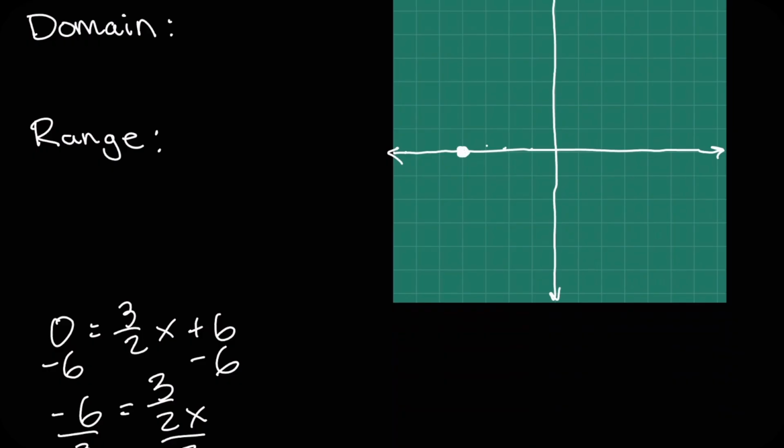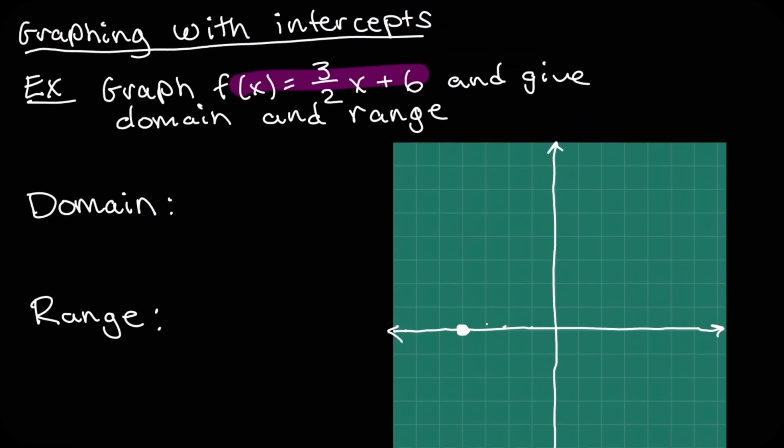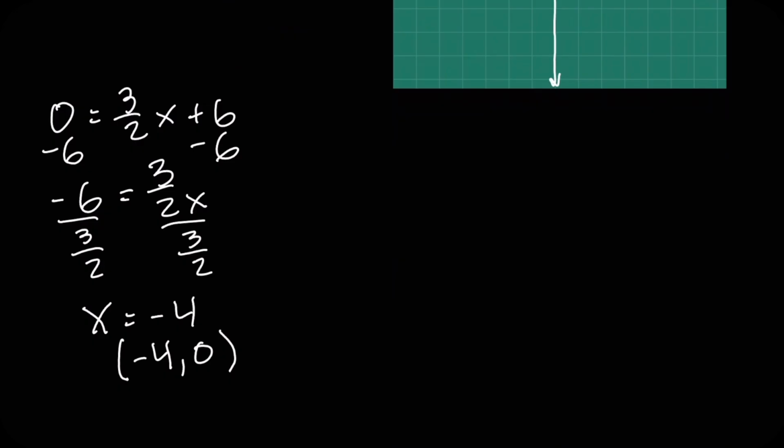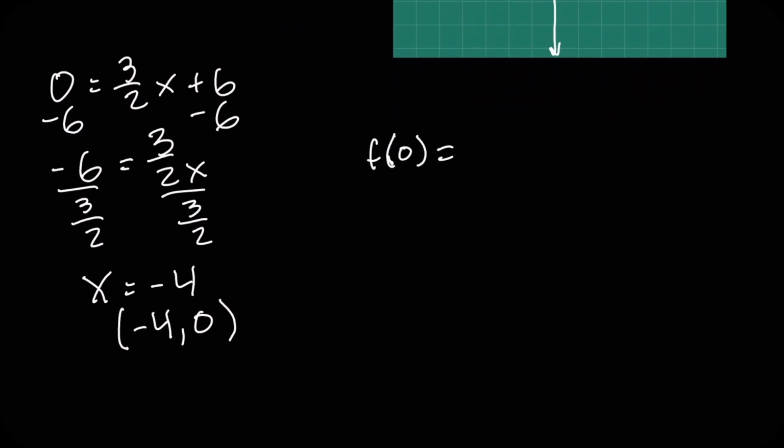Now we want to figure out, okay, what's our y-intercept? So our y-intercept is going to be when we set our x equal to 0 and figure out what the y is going to be. So again, let's use our equation here. We're going to have f of 0, and that's going to be equal to 3/2 times 0 plus 6. So 3/2 times 0 is just going to be 0. So f of 0 is equal to 6.